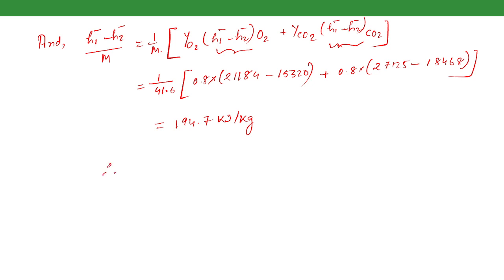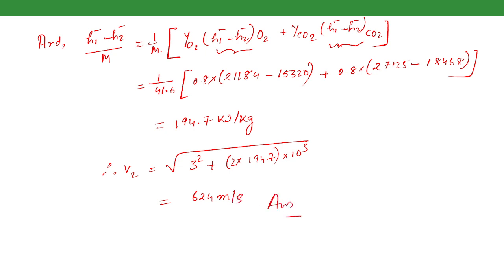Therefore the velocity will be the square root of 3 square, since the initial velocity was 3, plus 2 multiplied by 194.7, this is kilojoule, so 10 to the power 3 in joule. So the velocity comes out to be 624 meter per second, which is the exit velocity. The exit velocity is 624 meter per second, which is so high as compared to 3 meter per second, which was the inlet velocity. That is, the enthalpy is now getting converted to velocity, as we have seen previously, but here the properties are of a mixture.